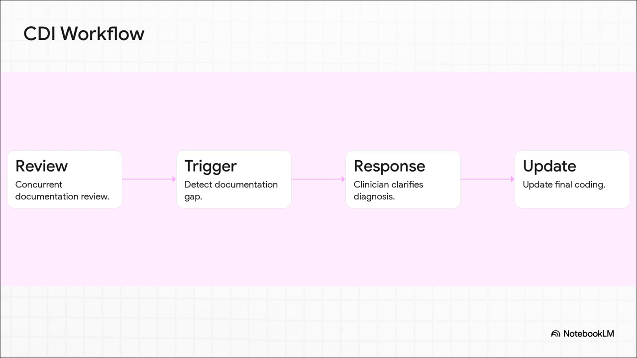It always starts with documentation review, which is often done concurrently while the patient is actually still in the hospital. Now, when a CDI specialist spots a gap, let's say they see a high creatinine lab, but there's no corresponding kidney diagnosis, that creates what we call a query trigger. The specialist then formally and legally asks the clinician for clarification. We get the clinician response, and finally, the coding update is made.